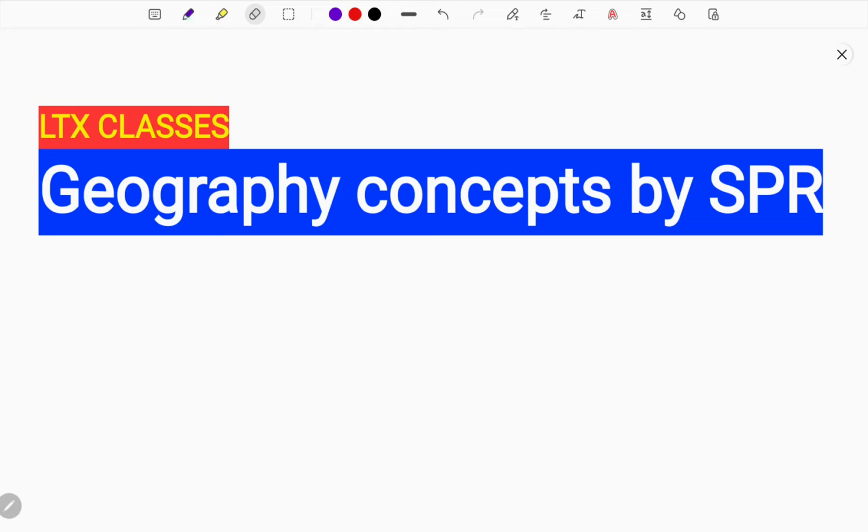Here today, as part of the geography concepts, we're going to learn about surface waves. What are surface waves? I had explained the seismic waves and how they originate. Now I'm going to explain what a surface wave is and how important it is, as it is related to the UPSC. This topic is relevant to both UPSC prelims and mains.